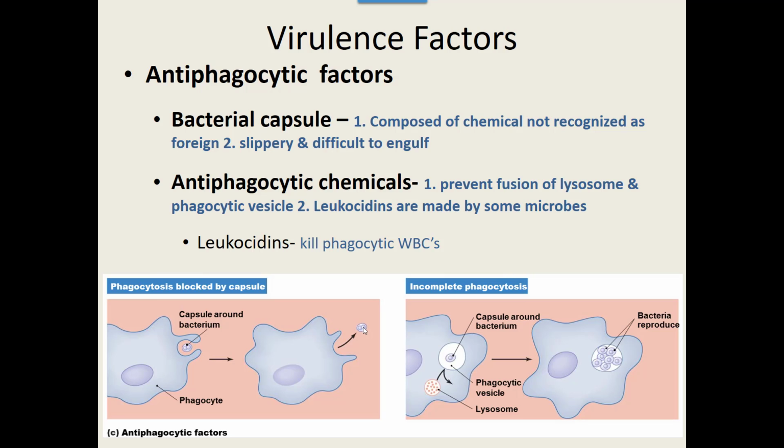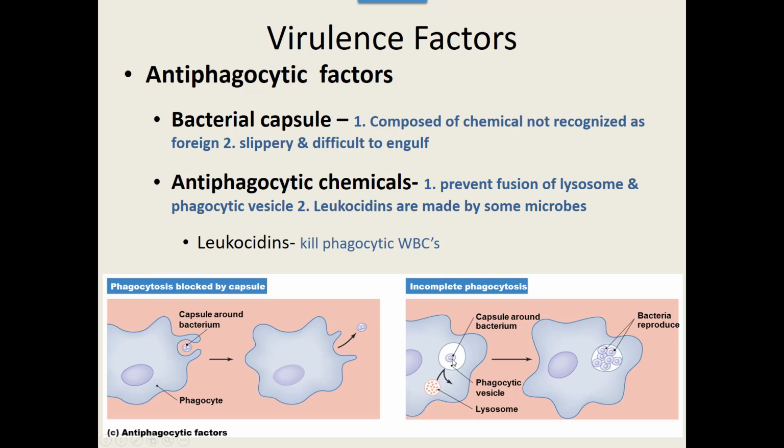Also, they can make various chemicals. One that prevents the fusion of the lysosome and that phagocytic vesicle. And this is a picture showing what that looks like. You have a big old phagocyte, big old monocyte most likely, and it just ate this big vesicle, and there's your bacteria in there.